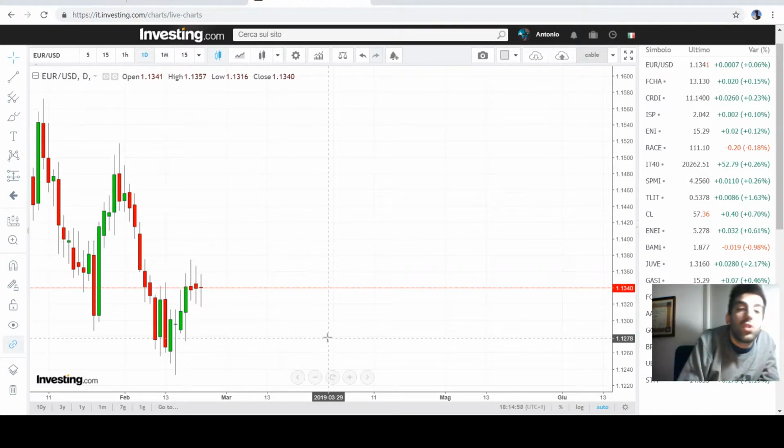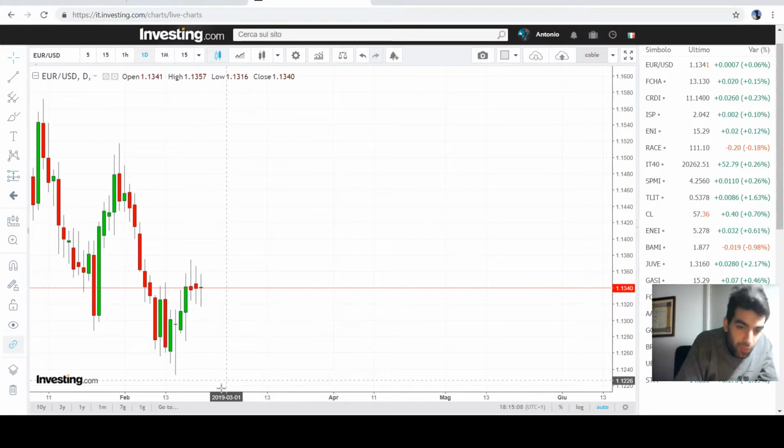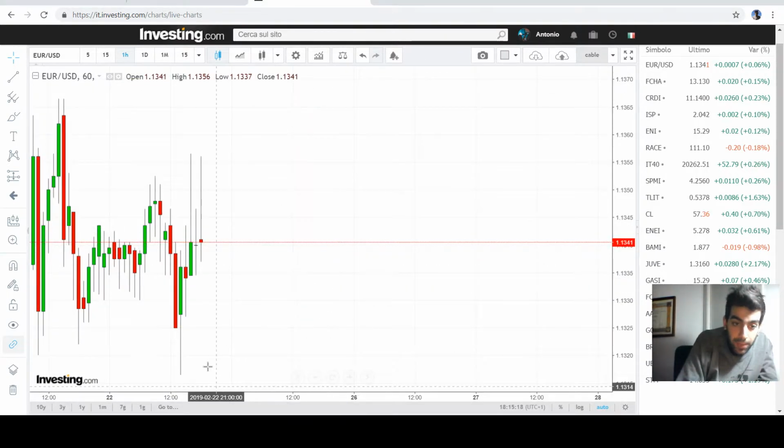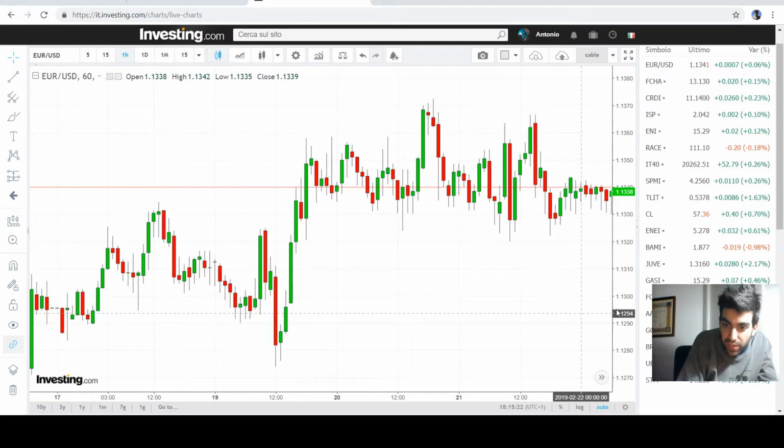But what if you would like to know exactly when, at what time precisely, the price made this fluctuation and reached these prices? Then we have to change the time frame and reduce it. So, for example, if we go here to a 1 hour time frame, let's see the candles of the movement of yesterday.